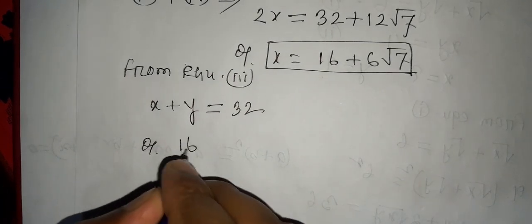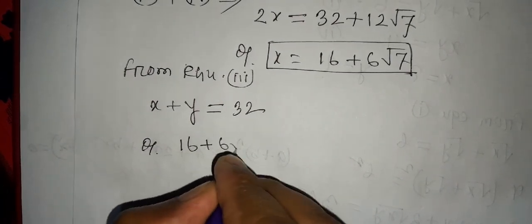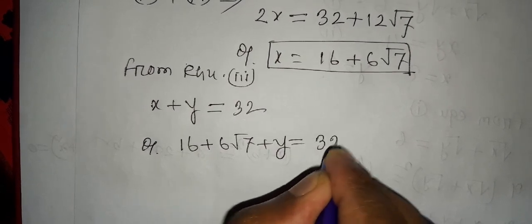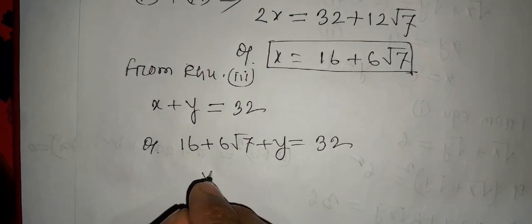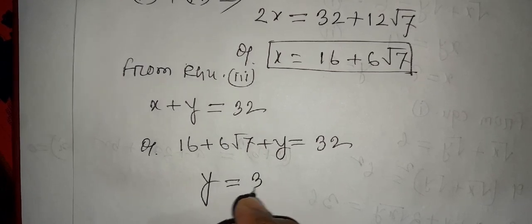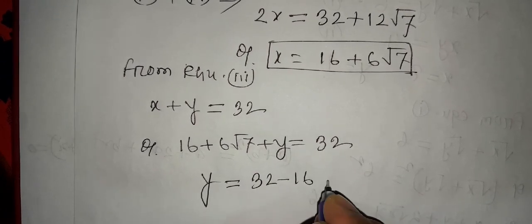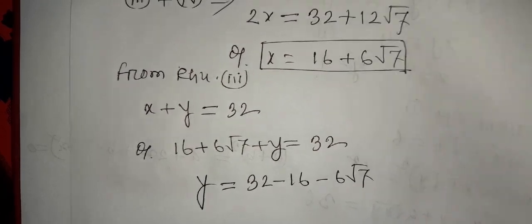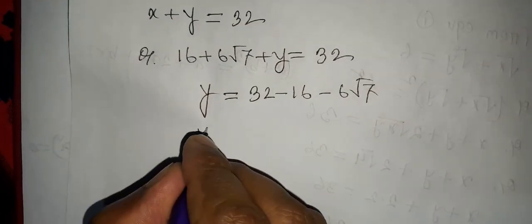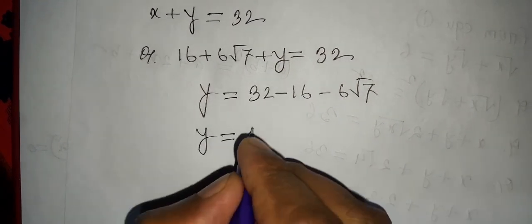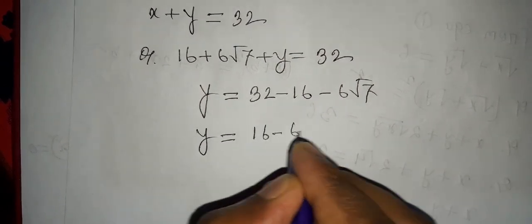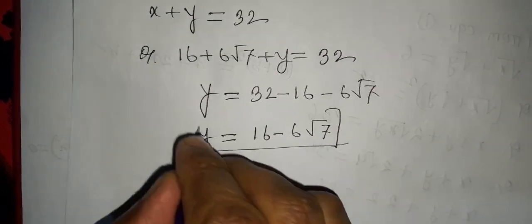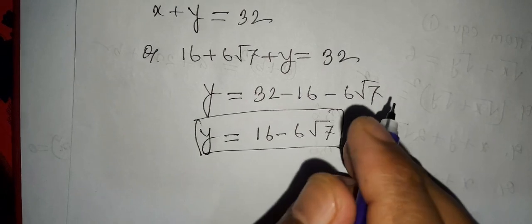Here we use the value of x, 16 plus 6 root 7, plus y equals 32, and y equals 32 minus 16 minus 6 root 7. And y equals 16 minus 6 root 7. It is the value of y. It is an interesting math.